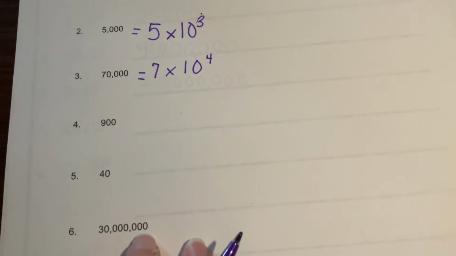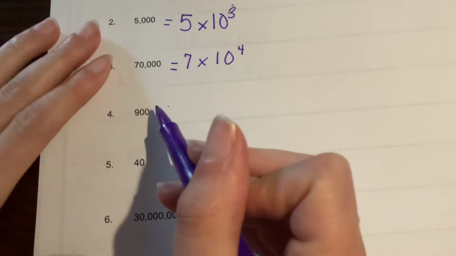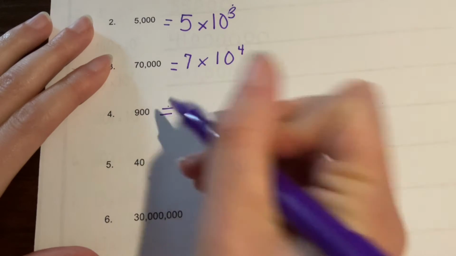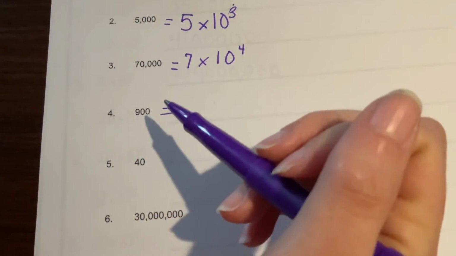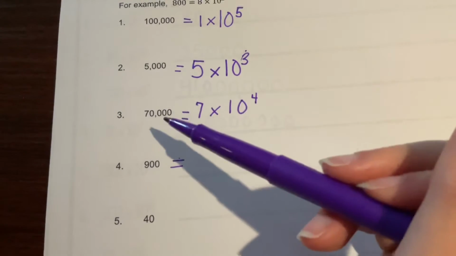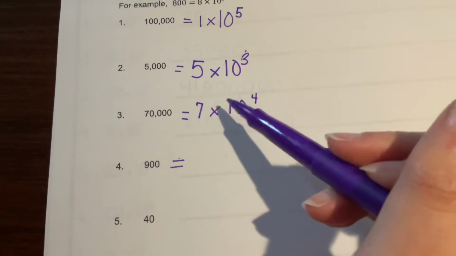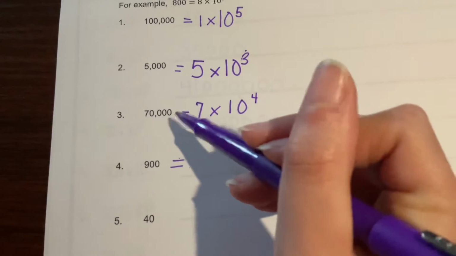Now let's move on. We're going to be doing these. Okay, we are going to be doing this. I want you to write 900 in your book or your notebook. You're going to put that equal sign. We need to look at our first digit. Remember? Let's go back to these. 70,000. We looked at our first digit, that's a 7, and then we multiply it by some power of 10. This is 10 to the 1, 2, 3, 4th power.